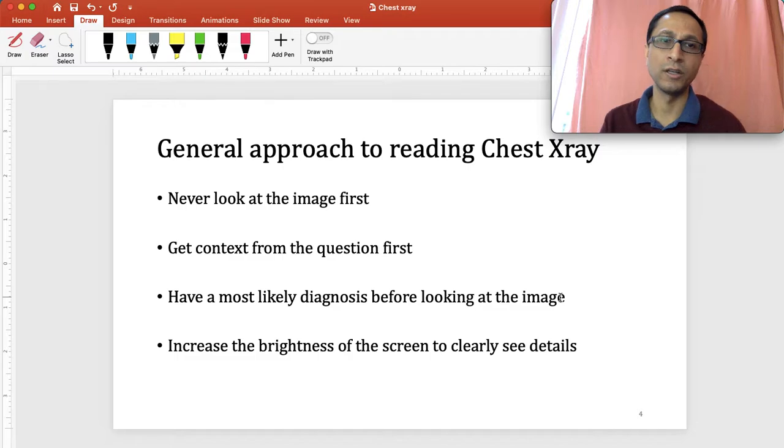Super important. Increase the brightness of the screen to clearly see details. And again, what you can do is, even on the exam day, right before you start your actual test, when in the Prometric Center, you can ask the proctor to show you how to increase and decrease the brightness of the screen so that you can do that as and when required during the test taking.